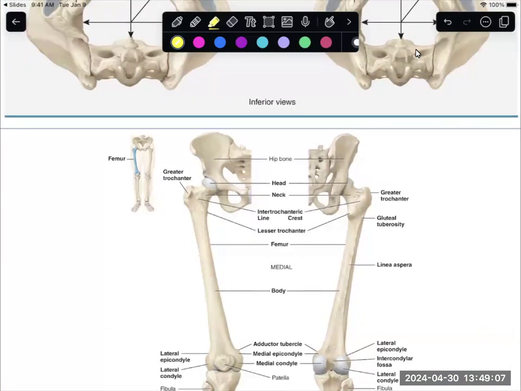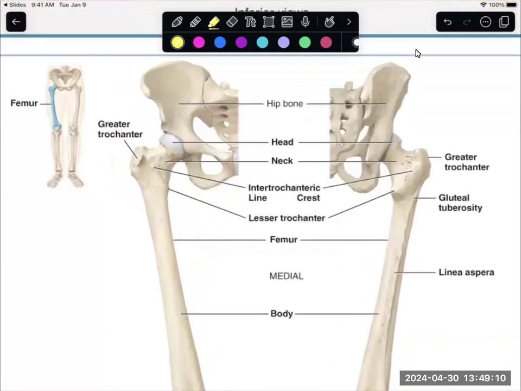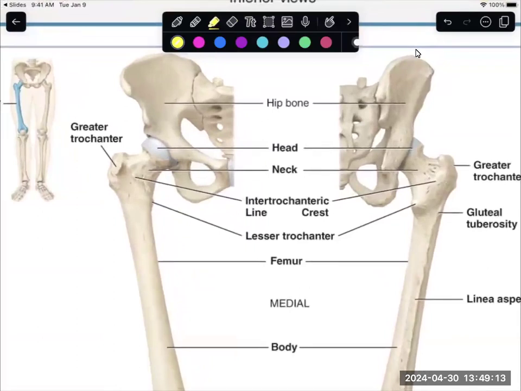So let's move on to our femur. Our femur is that thigh bone that attaches to this hip bone or your pelvis. Your femur has that head. That head is that area that fits into that acetabulum. Just past the head is the neck. So this area through here is going to be our neck.